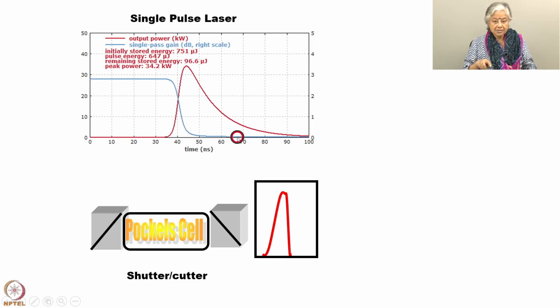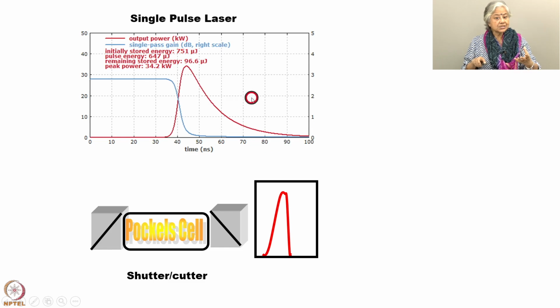It just goes all into the pulse here. So, just when the gain goes down to 0, that means all the molecules are tumbling down from the upper lasing level to the lower lasing level, and it is emitting, and your gain is going down and your pulse output is going out.